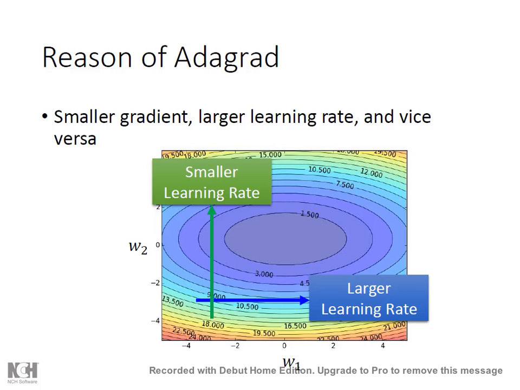For example, here, if at this position your gradient direction is towards here, it is very steep, so its gradient is very large, so we should use a smaller learning rate so that it will not drop to another hill. And if your location is here and your gradient direction is towards here, you see, it's very flat, not steep. So you should use a larger learning rate. Okay, very simple.